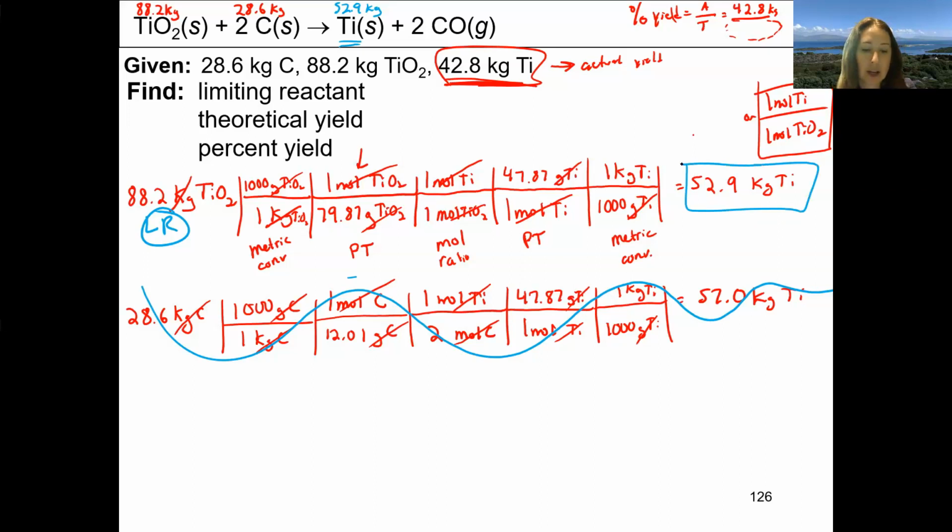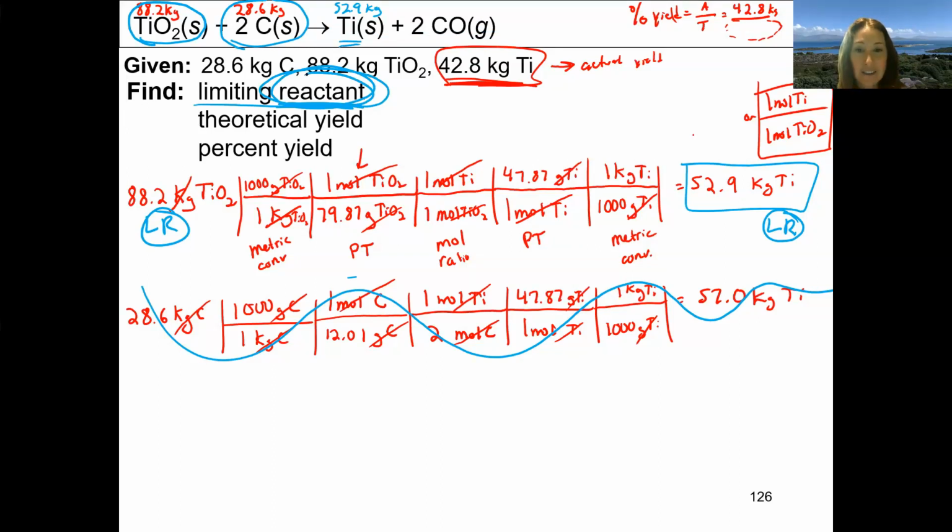Now, a lot of times, this question says, what's the limiting reactant? I get people telling me this is my limiting reactant. Okay, it's a reactant. It must be a reactant. There are only 2 choices here for a limiting reactant. The limiting reactant is either TiO2, which is a reactant, or carbon, which is a reactant. This is a product. This is a product. The limiting reactant must be a reactant, right?